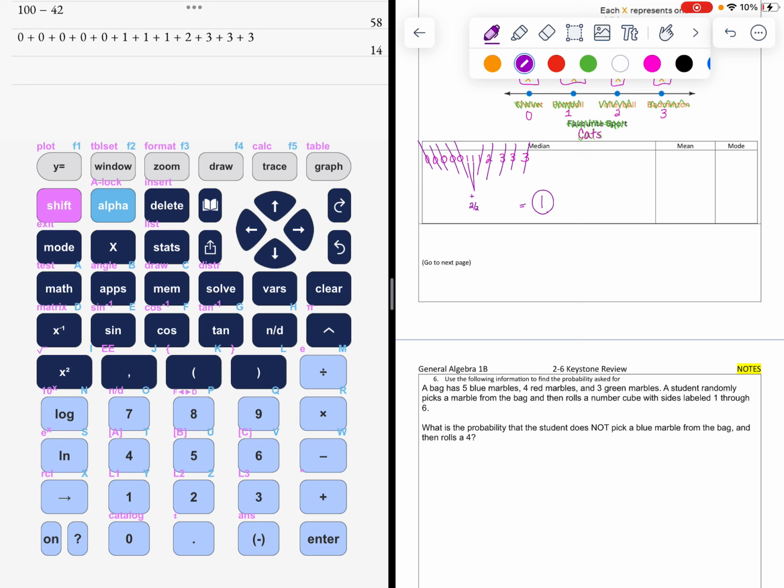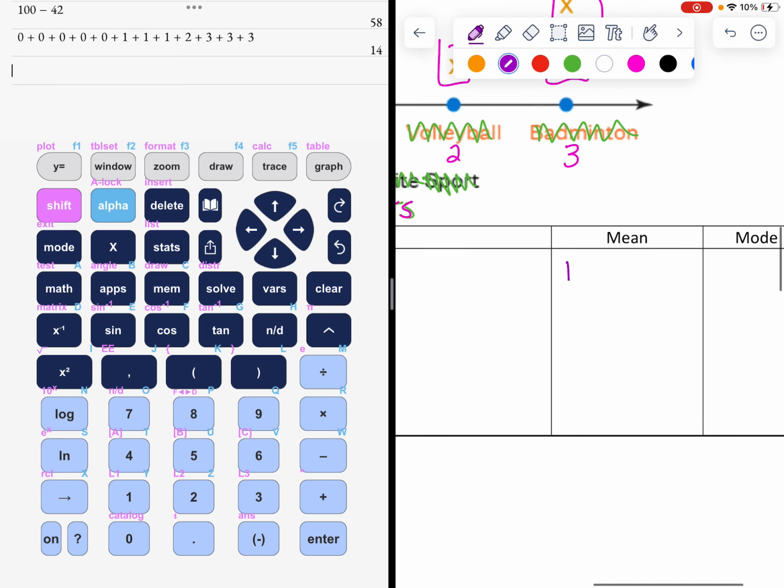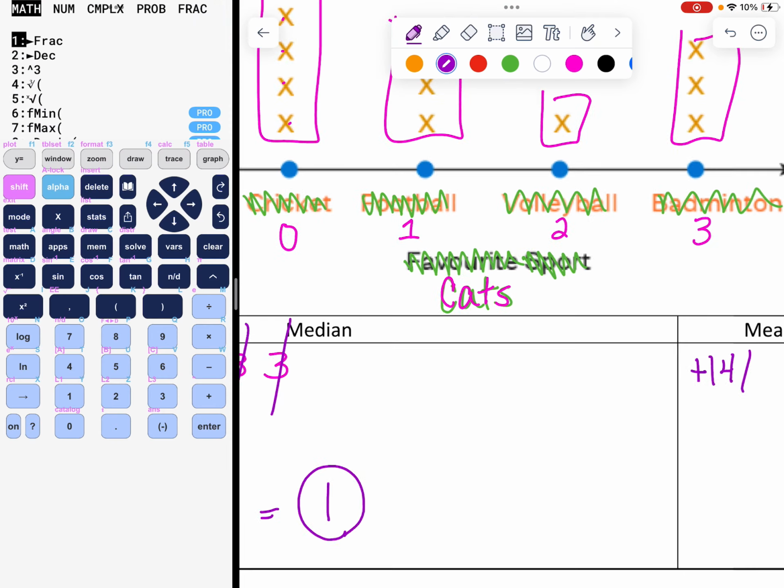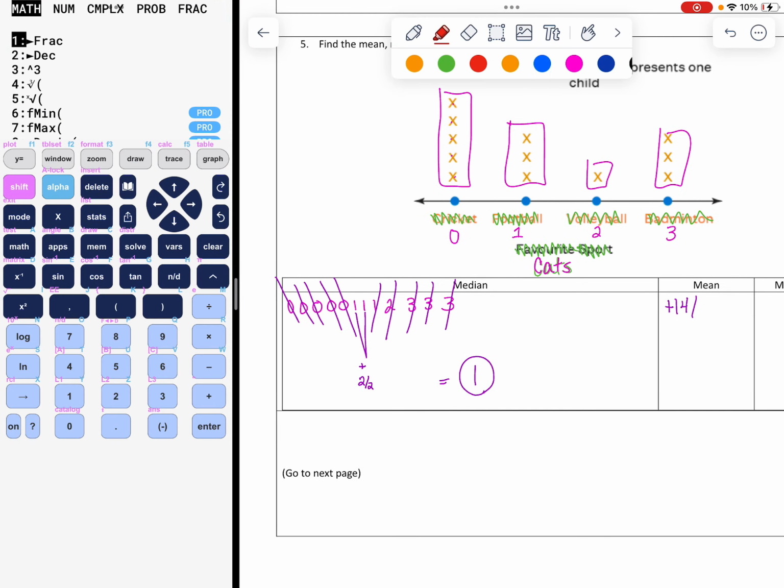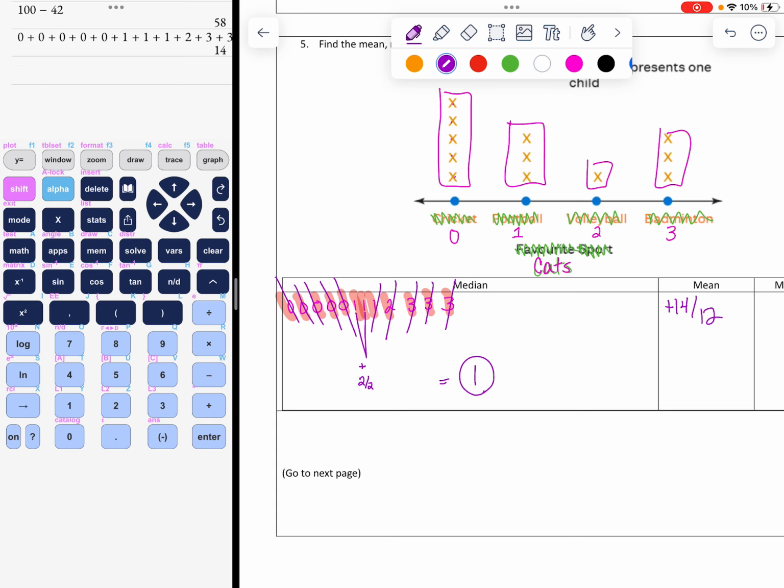Let's move that over there. So adding them up for the mean, I get 14 divided by how many people were on my list? How many people? 1, 2, 3, 4, 5, 6, 7, 8, 9, 10, 11, 12. All right, so 14 divided by 12 is an average of 1.2 cats. So I guess we could probably just say 1 cat, right? Or I guess you could say 1 cat and a pregnant cat.